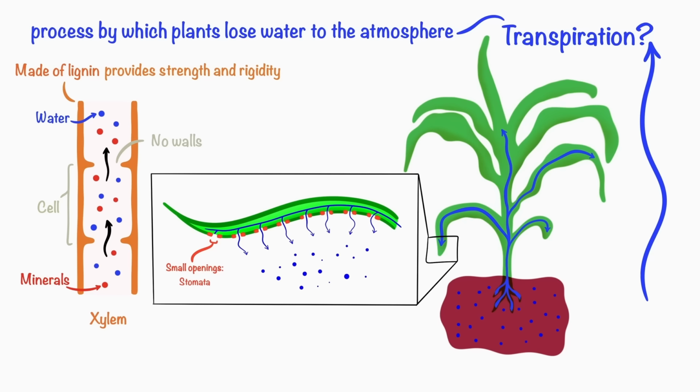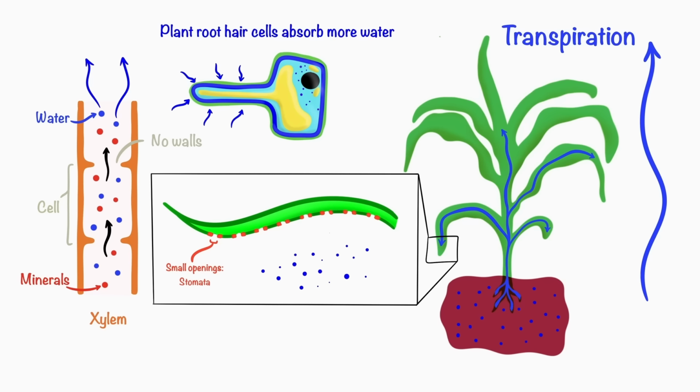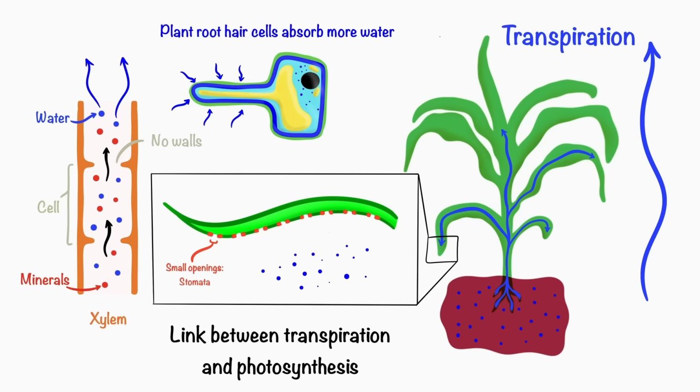When water evaporates from the leaf cells, it creates a mild water deficit, which pulls more water up from other parts of the plant through the xylem vessels. This in turn draws more water up from the roots, creating a continuous flow of water moving through the entire plant. An interesting point to note is that transpiration isn't actually the plant's goal.